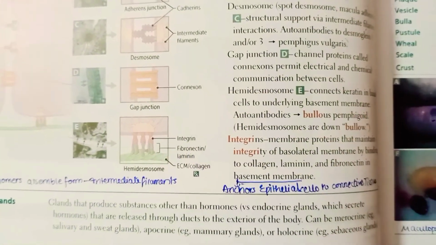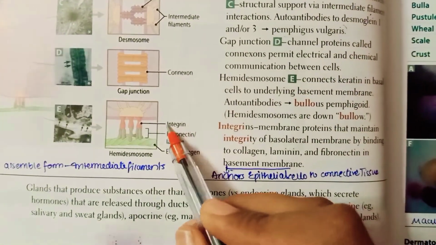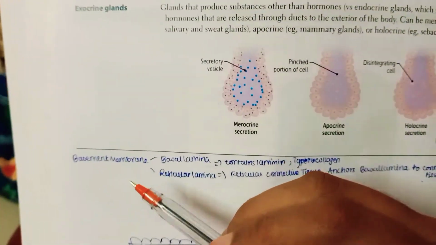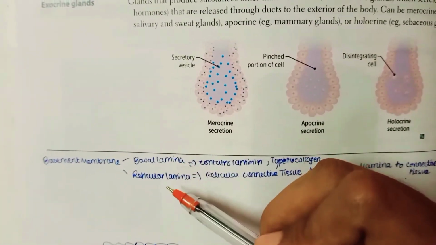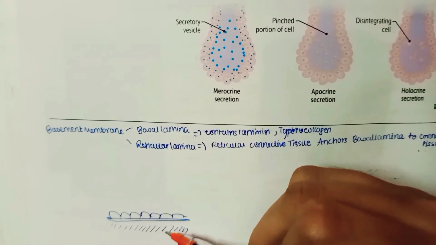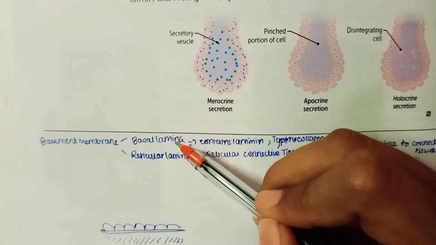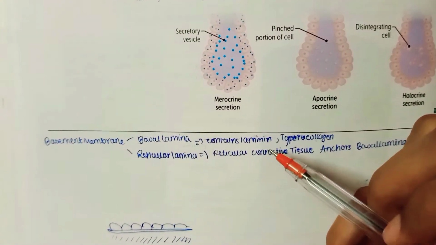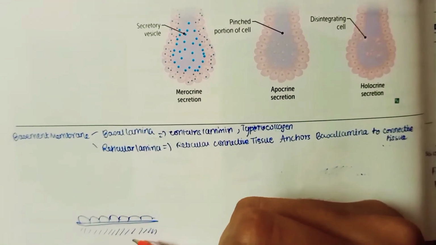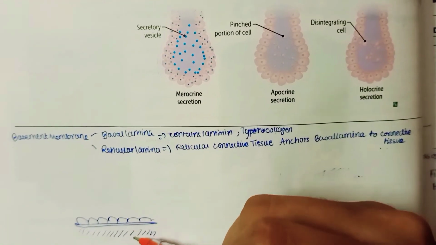Actually, I drew this diagram here. This is a basement membrane. The cells are connected to the basement membrane because of these hemidesmosomes, and they also have integrin proteins. You can see here integrin, fibronectin or laminin. Actually, basement membrane is divided into two types: one is basal lamina, one is reticular lamina. The upper one is basal lamina. The lower one is a network formed by reticular lamina. Basal lamina contains laminin and type 4 collagen. Reticular lamina contains reticular connective tissue, which anchors the basal lamina to the connective tissue.